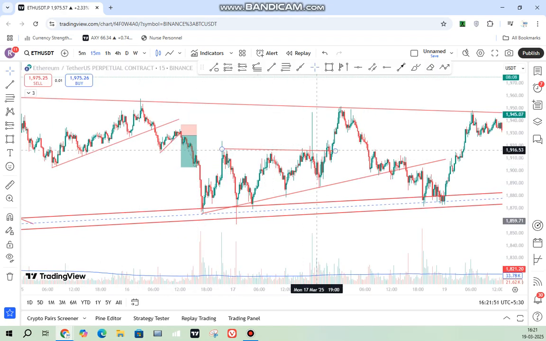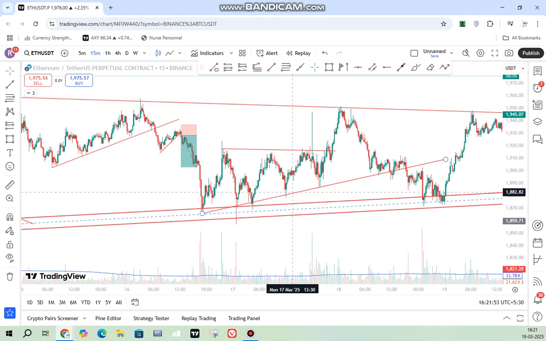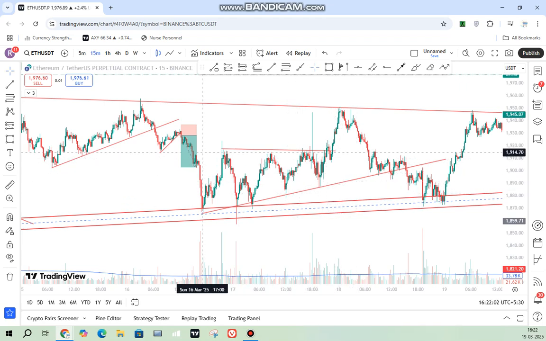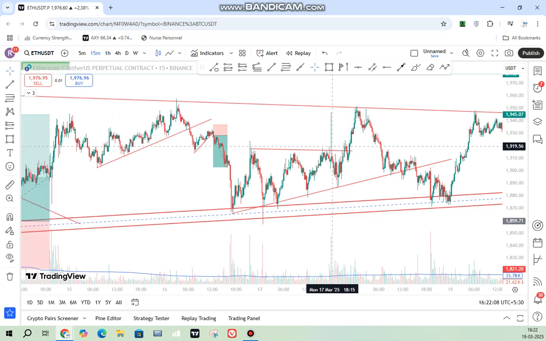And then again this one: one touch, two touch, three touch, four touch, five touch. I thought the market will come down, but see, there was no breakdown of the trend line, so no more trade, but it went up. That's why do not trade according to what you think, but trade what you see.